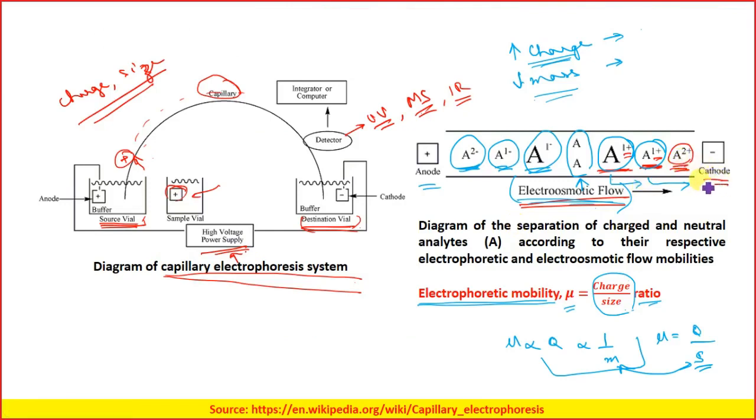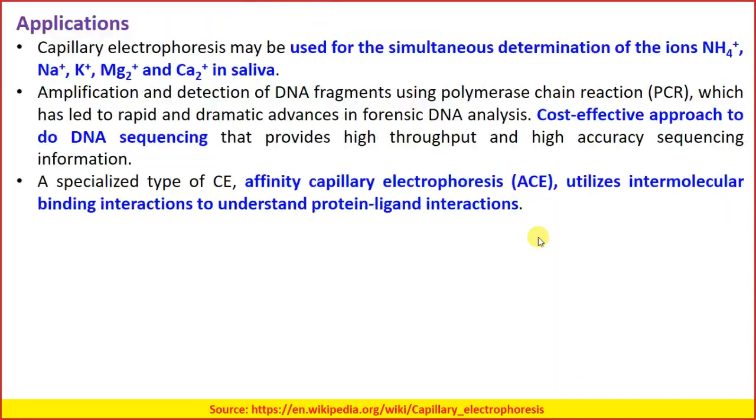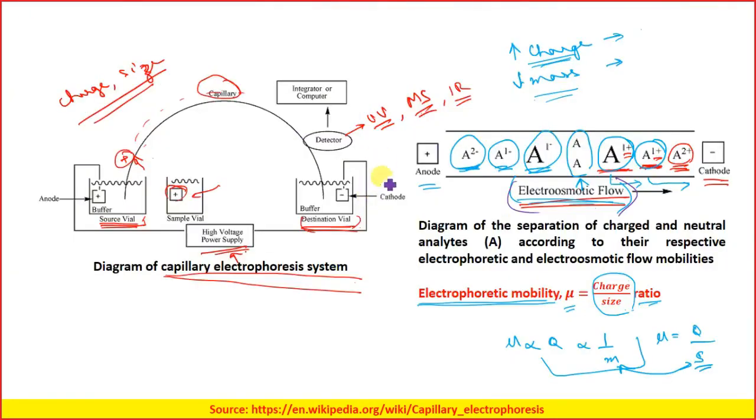So we have two kinds of things. Initially, when you apply this, the anions and the cations are rearranging, and along with that you have the electroosmotic flow. Combining these two, what you will get is the elution of the analytes in a sequential manner through the cathode end.